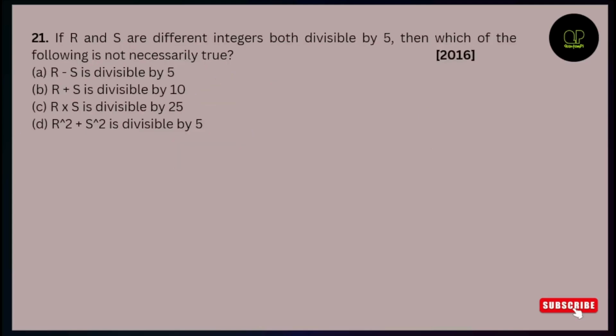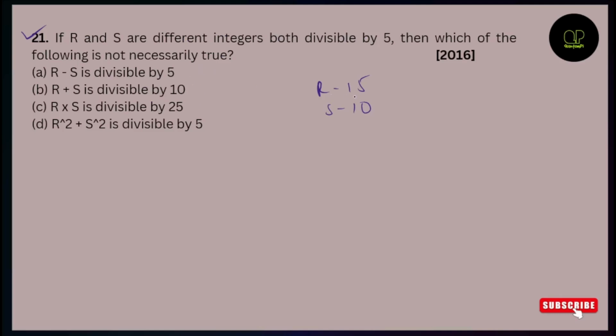Let's move on to the last question of the day. If R and S are different integers, both divisible by 5, then which of the following is not necessarily true? See, for such kinds of questions, you can choose any numbers randomly. Because R minus S is there, I'll choose R as 15 and S as 10. Let's see if all these options satisfy the conditions or not.